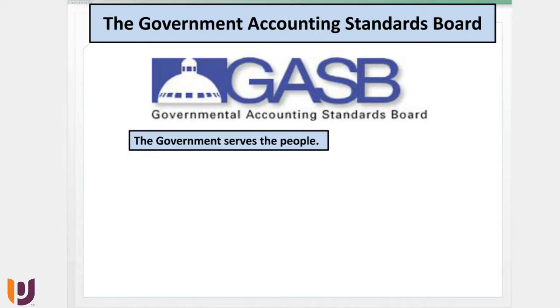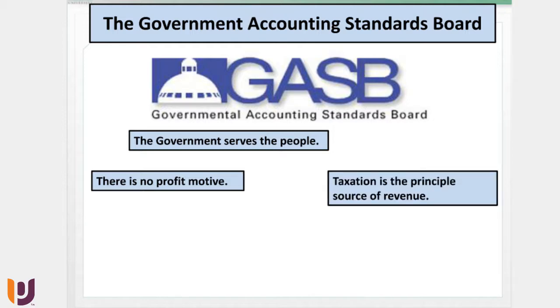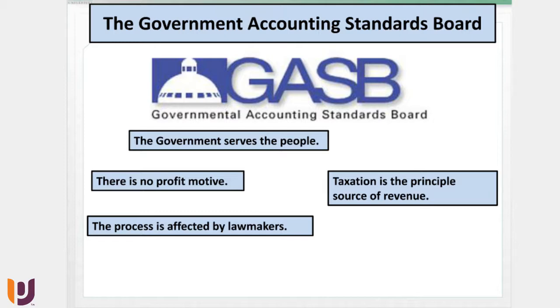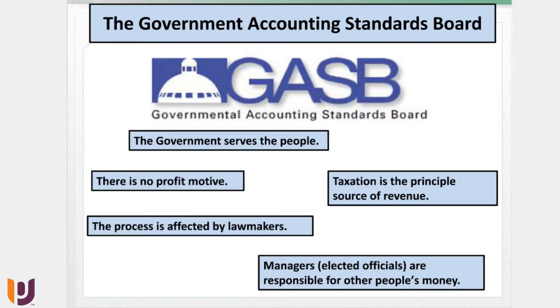1. The government serves the people. 2. There is no profit motive, hence the decision-making process and ultimately the accounting is different. 3. Taxation is the principal source of revenue. 4. The process is affected by lawmakers. And 5, managers, who are elected officials, are responsible for other people's money.